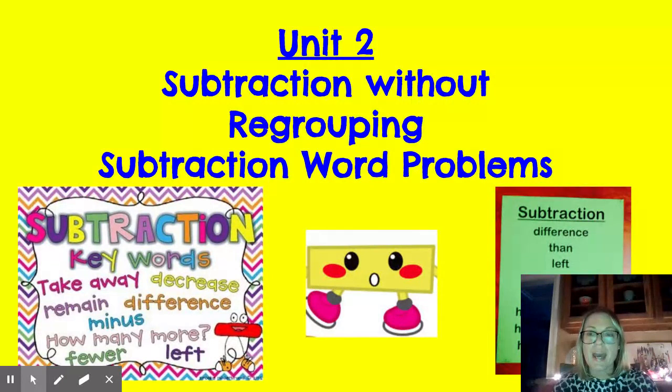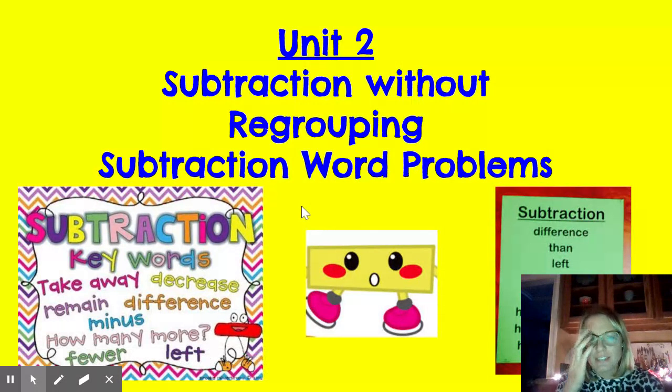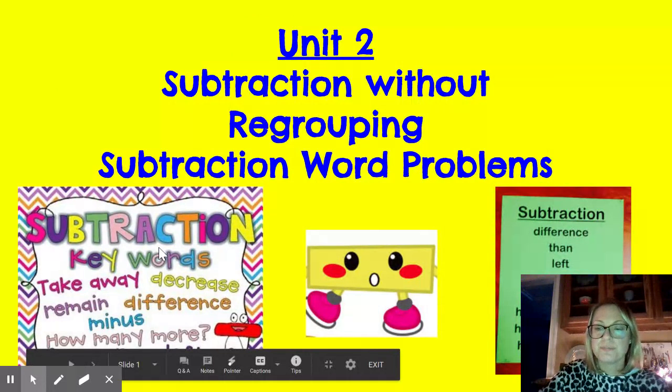And if you look throughout the slideshow, there are several different posters that have all kinds of different keywords on them. Today, we're going to look at this one right here that says subtraction keywords. You can have all kinds of different keywords, but some examples are take away, decrease, remain, difference, minus, how many more, fewer, left. That's just some examples that you might see in a word problem. And those words will let you know to subtract.